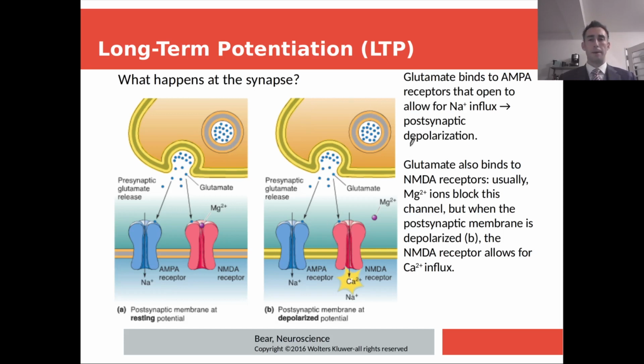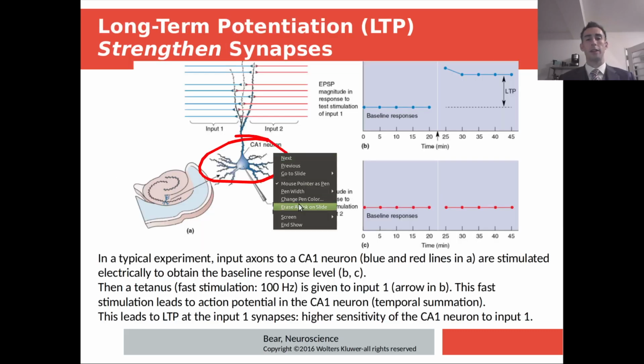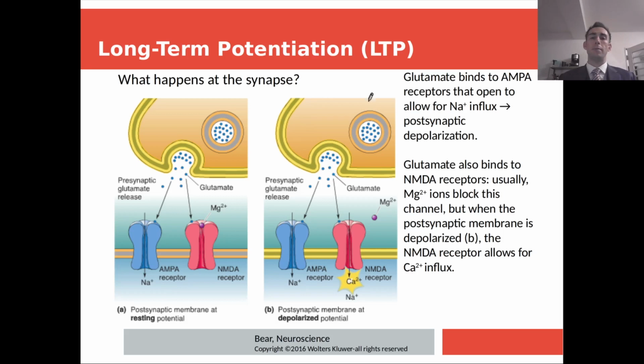Of course, we know that to activate the postsynaptic neuron, the CA1 cell here, you have glutamate binding to AMPA receptors, normal ligand-gated receptors, that causes sodium to flow into the cell, and then that causes the postsynaptic cell to be activated normally. Its membrane potential will increase, depolarize.